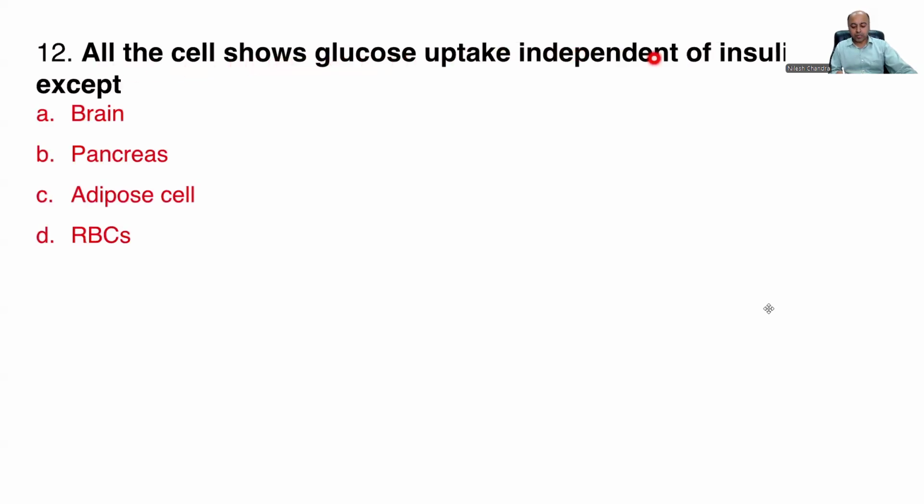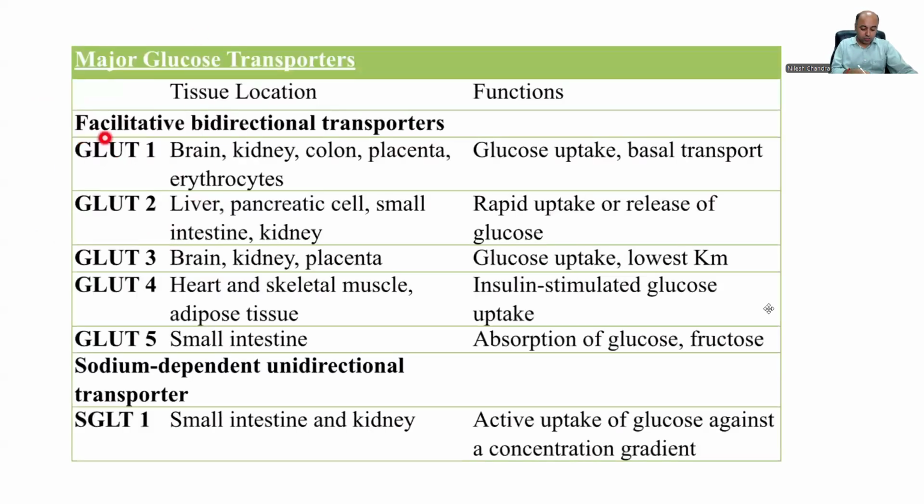All the cells show glucose uptake independent of insulin, except: your options are brain, pancreas, adipose cells, and RBC. Now, glucose transport is again another commonly repeated question. Here, the answer is the adipose cells. The adipose cells and the muscle cells, whether it is cardiac muscle or skeletal muscle, require insulin for the uptake of glucose. So this is the table showing the important glucose transporters. We'll discuss this in detail, look at all the aspects when we are doing the topic of the glucose transporters, one of the 60 topics that we're going to do.